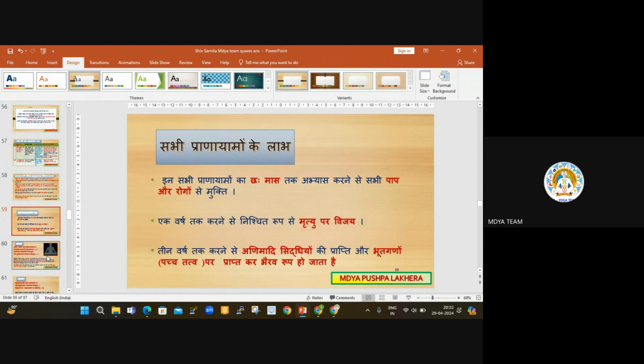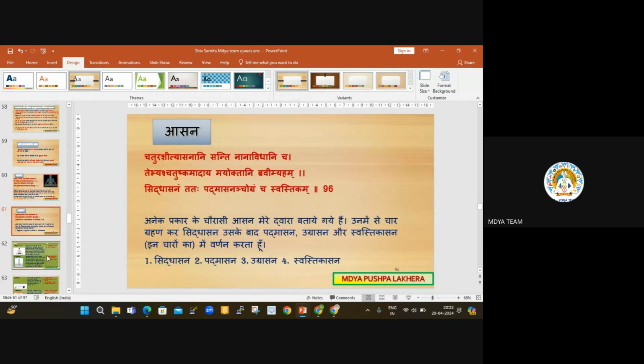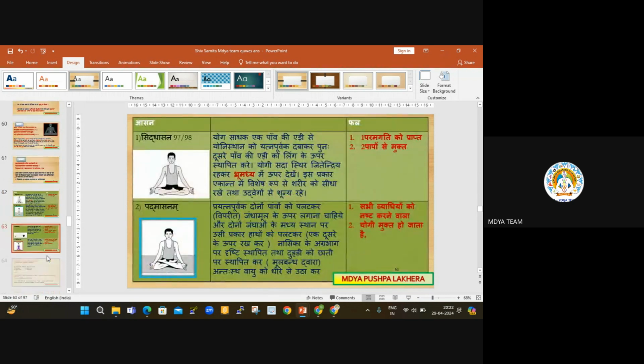Then what is the benefit of pranayam? Again and again it is described. Then the dharana practice, where one needs to do the dharana. 5 points are mentioned here, and about the asanas, there are 84 asanas, but the most important according to Shiva are 4: Siddhasan, Padmasan, Ugrasan, and Swastikasan.